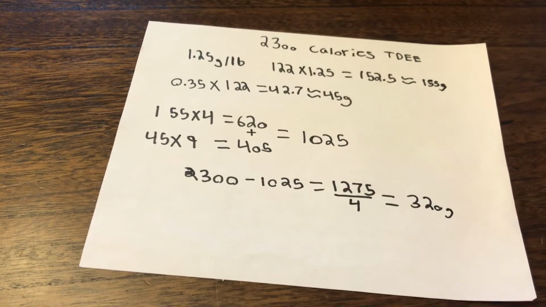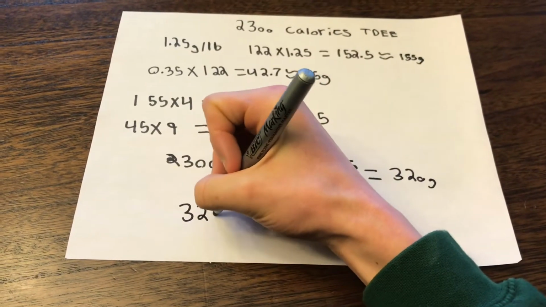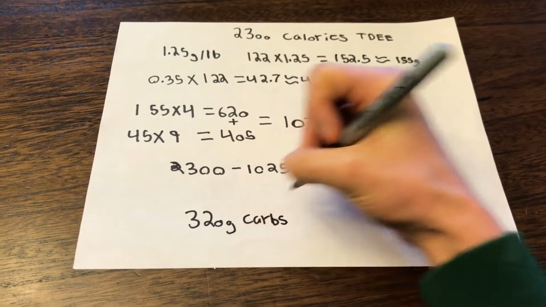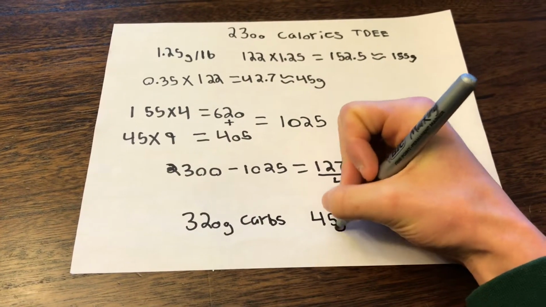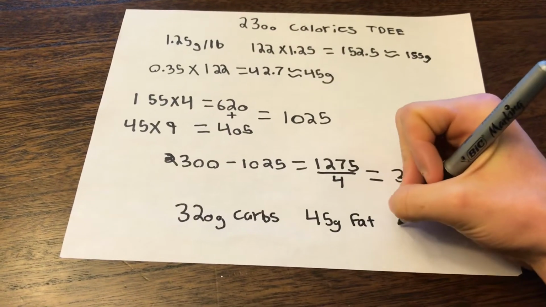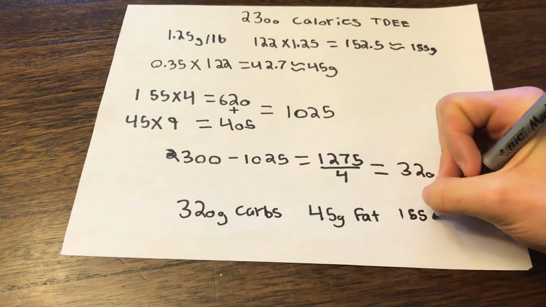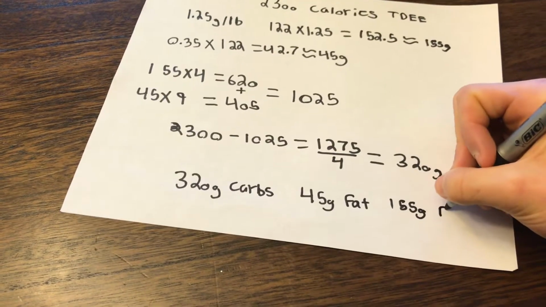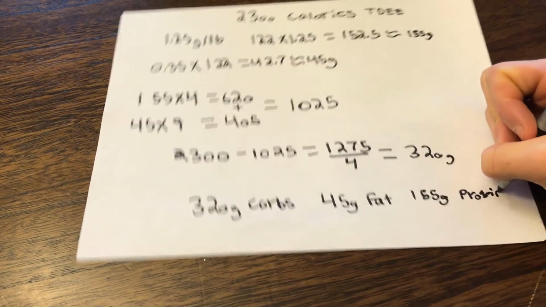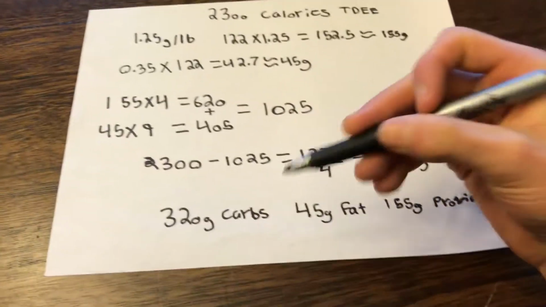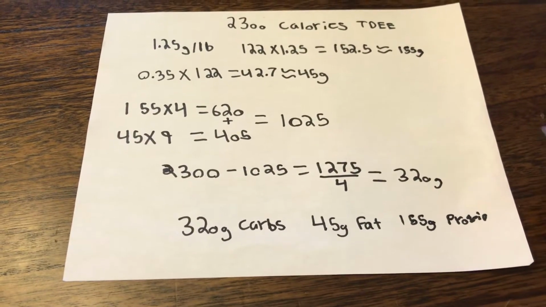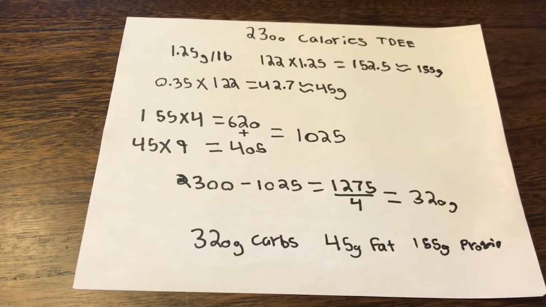So now we have our macros of 320 grams carbs, 45 grams of fat, and 155 grams protein, equaling roughly 2,300 calories, or these are our maintenance macros. So what I need to maintain my weight on a daily basis.